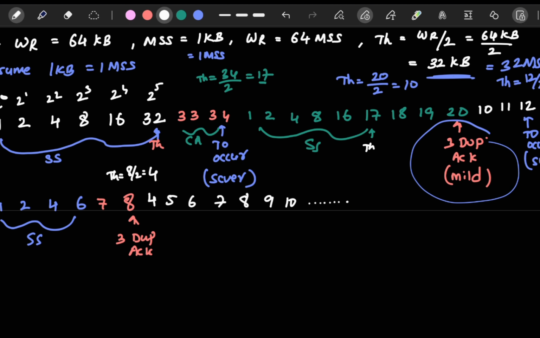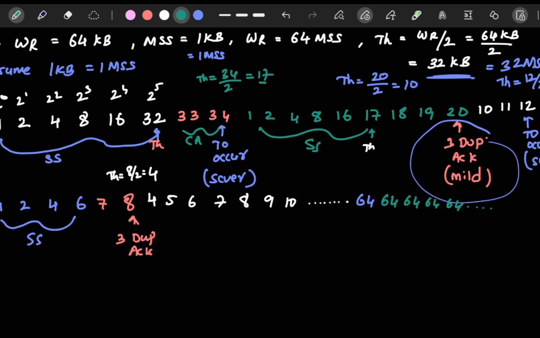So it will go till the maximum receiver size. What was the maximum receiver size? 64 MSS. So it will go till 64 MSS, and once it reaches 64 MSS, it will keep on sending packets at full capacity, 64, 64, 64 like this. Okay, so this is what happens. Hope you understood this solution.